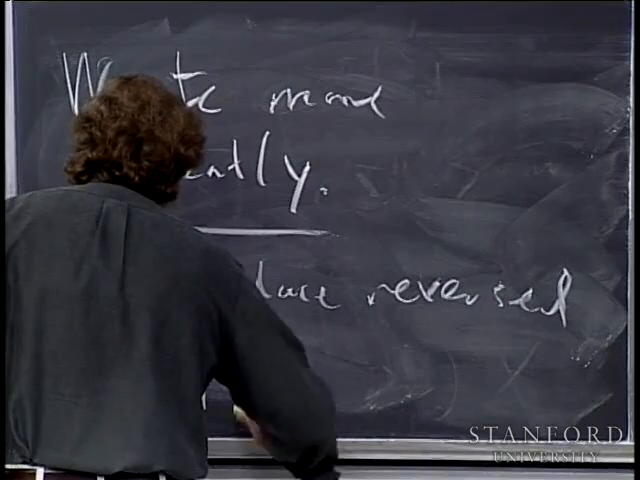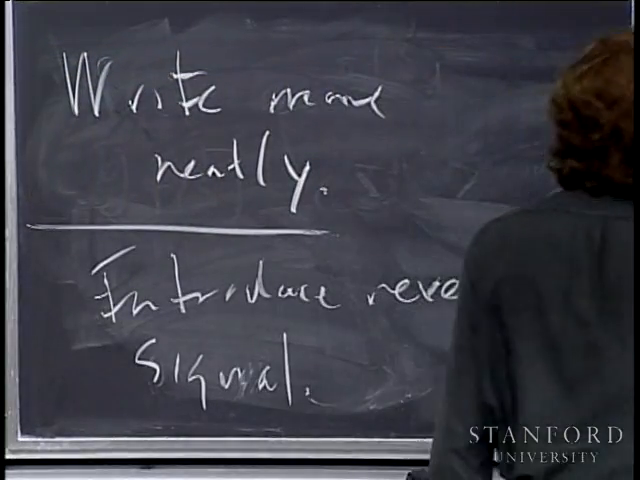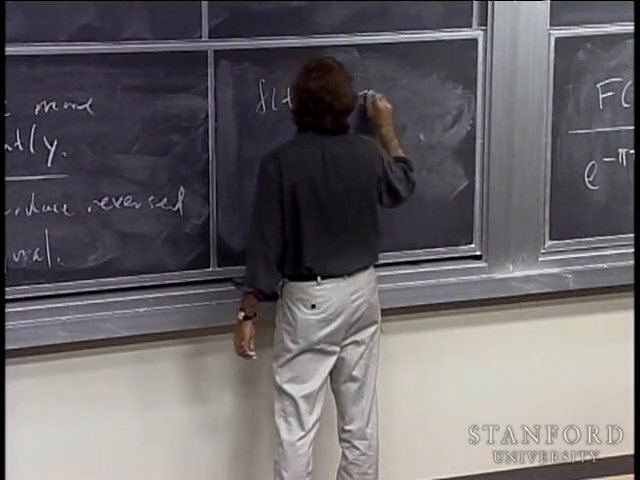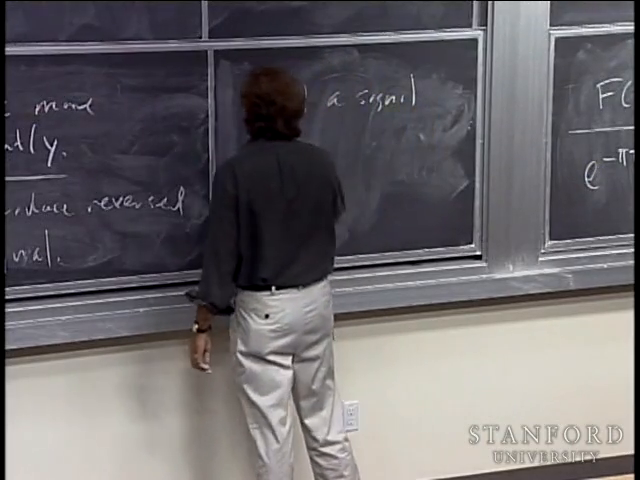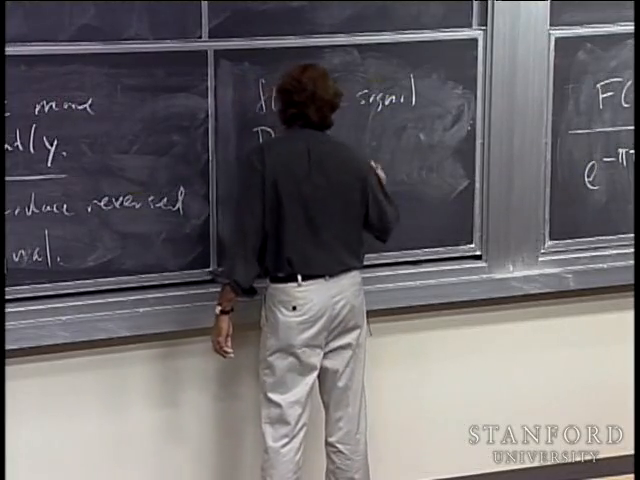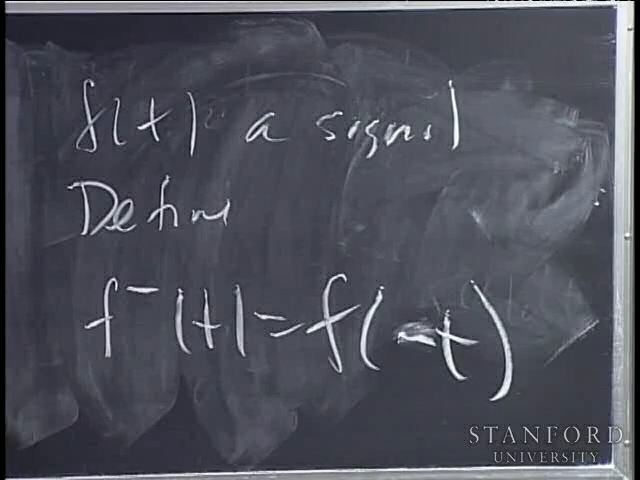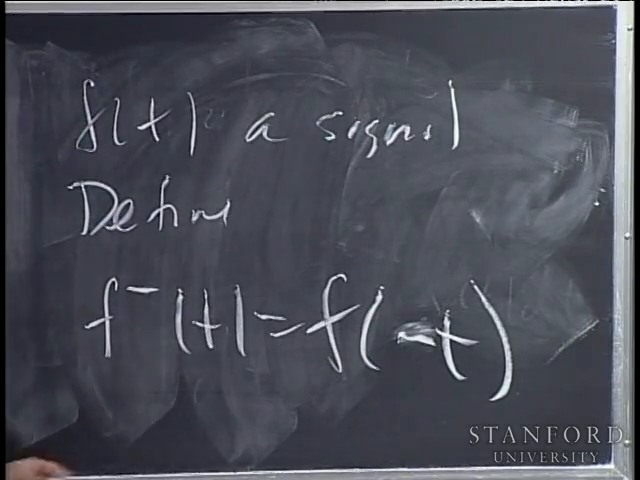Matter of fact, I think this was even on the first or second homework. That is, if f of t is a signal, then I define f minus of t just to be f of minus t. Not a big deal. So if you think of t as time, you're reversing time. That's why I call it a reverse signal.